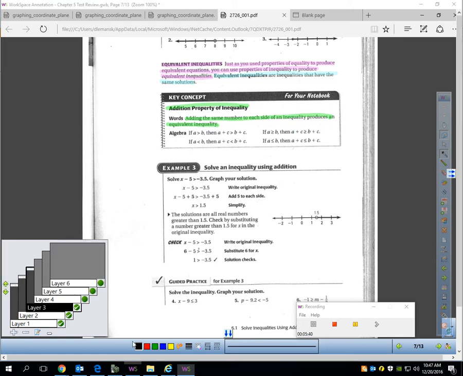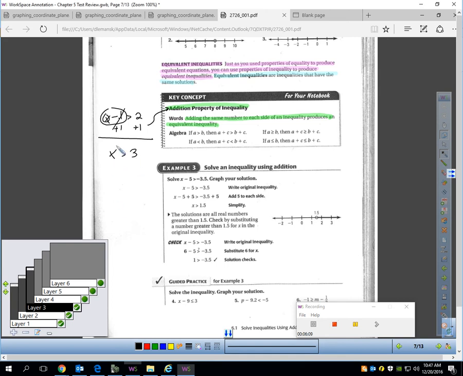Here would be an example of that, a real simple one, like x plus 1 is greater than 2. Well, let me change it to minus 1. There we go. x minus 1 greater than 2. So I can add 1 to each side. You notice how I'm doing the addition property of inequality. I'm adding 1 to each side. I would get x greater than 3.